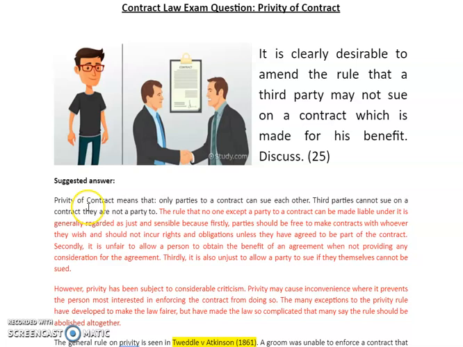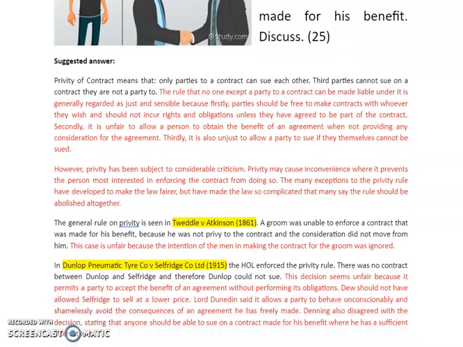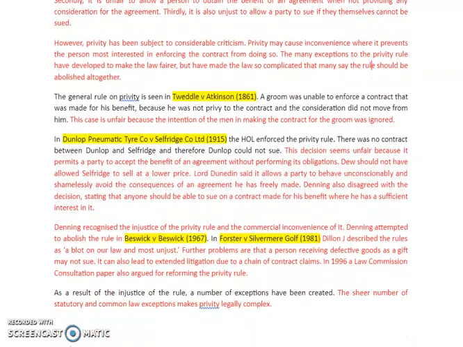So we've got a definition, we've got some positive things about it, and we've also got a negative comment that's referring back to the question. So let's start to have a look at the different rules on privity of contract.